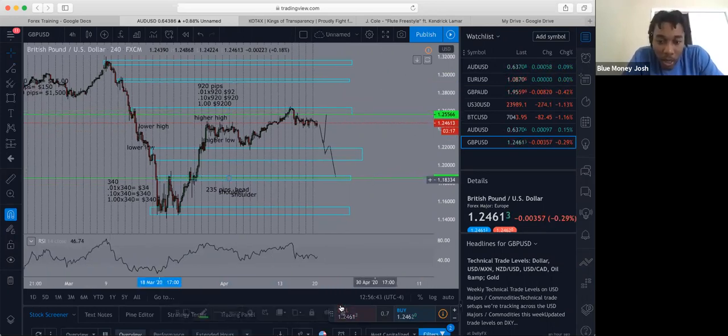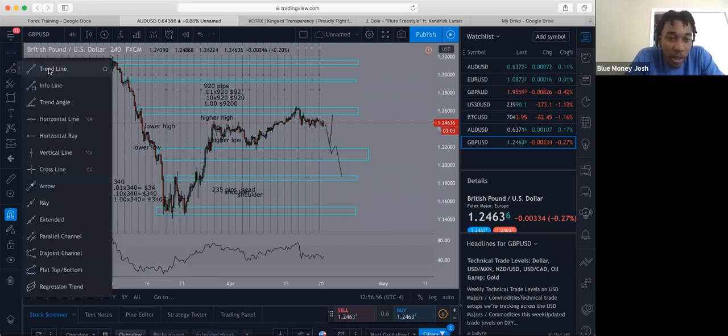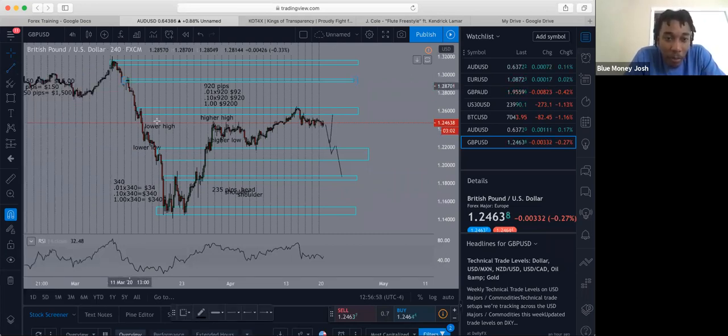And then so you got zones, just mark it up on the 4 hour, and then do it wherever it touched multiple times, and then just drag it as far as you can, because obviously the market's going to keep going to the right. And then you want to do your trend lines. That's just from point A to point B.